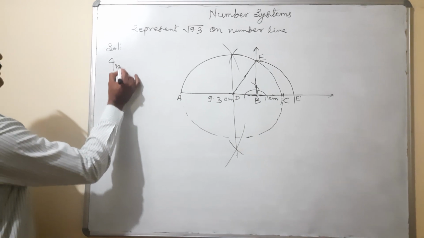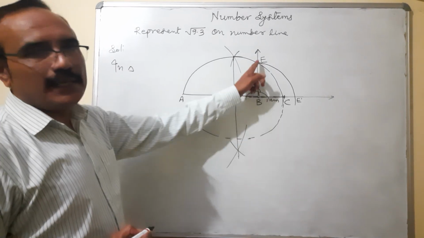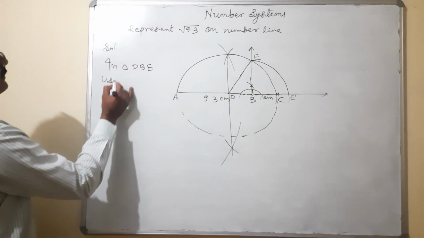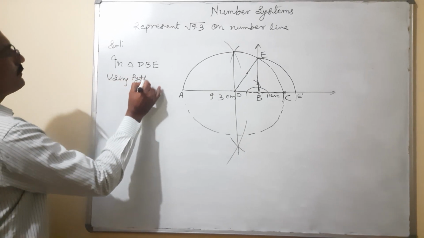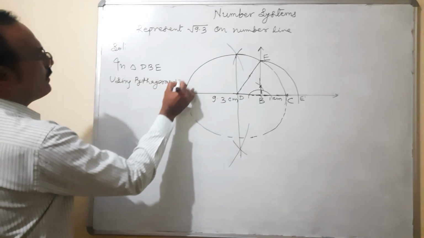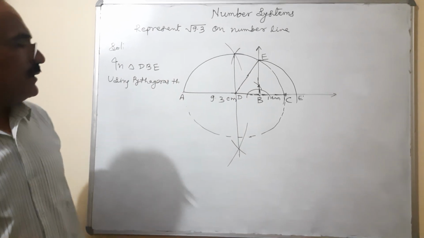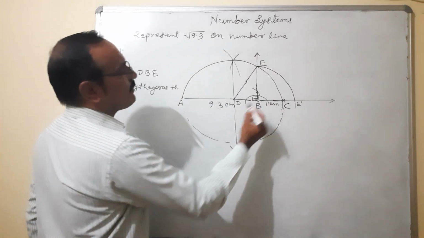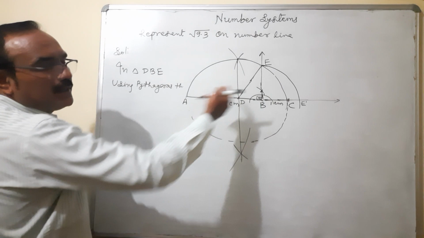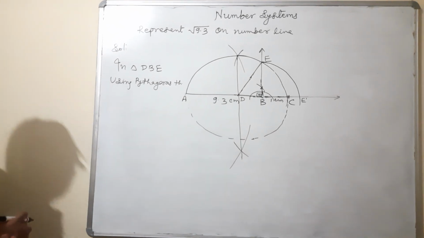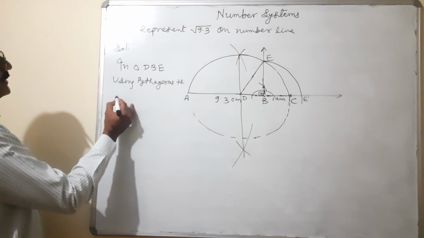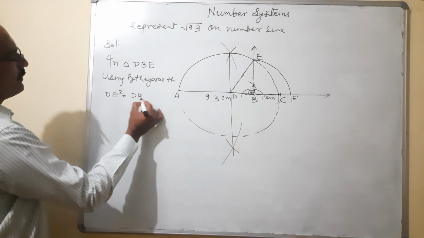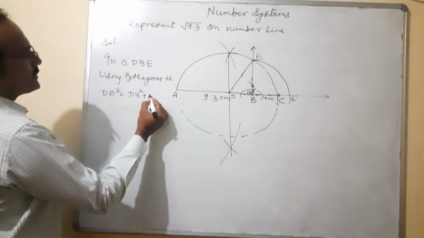In triangle DBE, using Pythagoras theorem. Of course, we can use Pythagoras theorem because it is a perpendicular. This angle is 90 degrees. So in triangle DBE, a right angle triangle, Pythagoras theorem can be used. Square of hypotenuse, that means DE square is equal to DB square plus BE square.